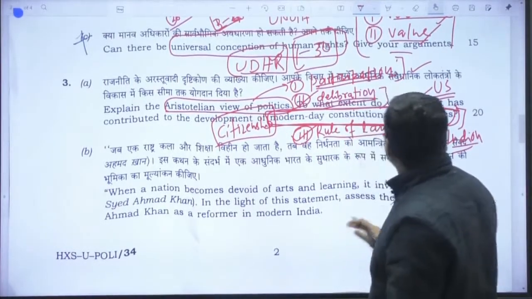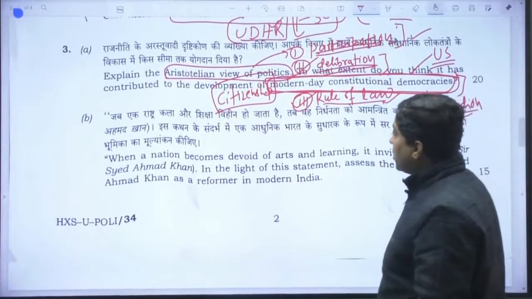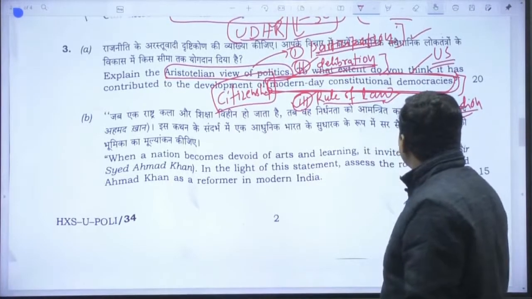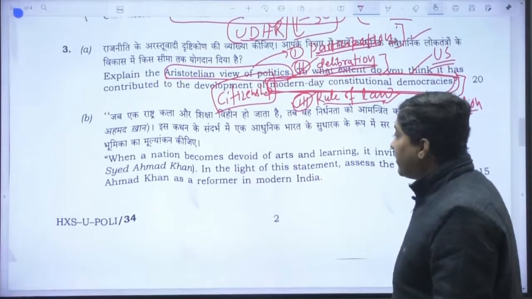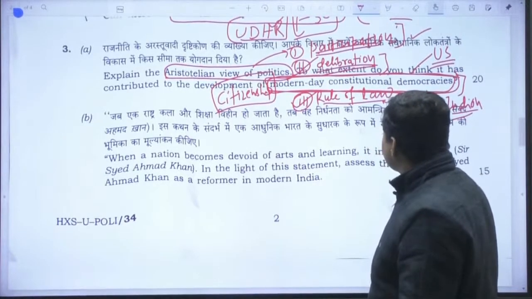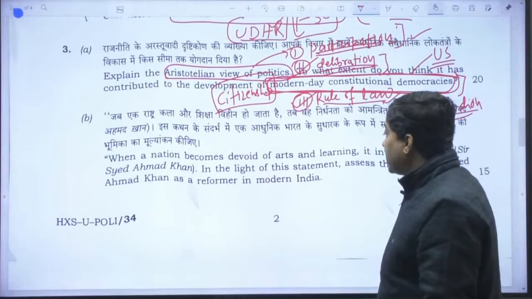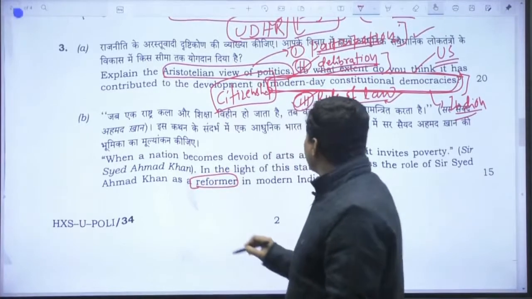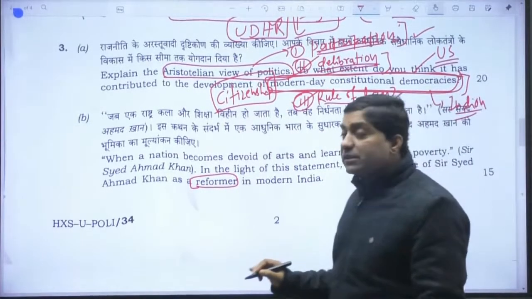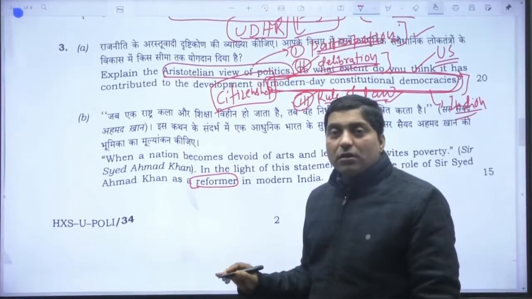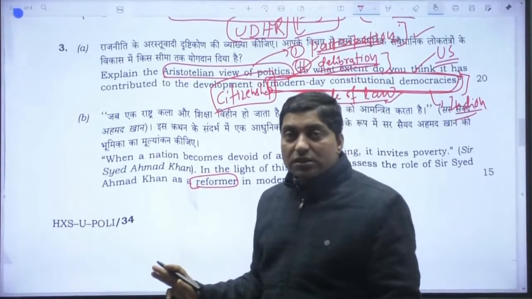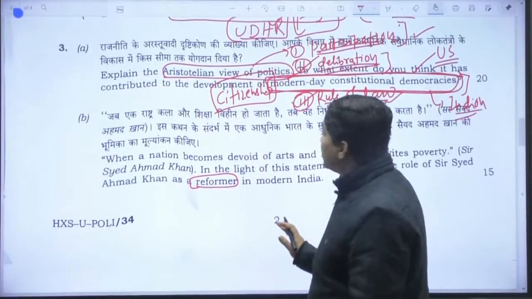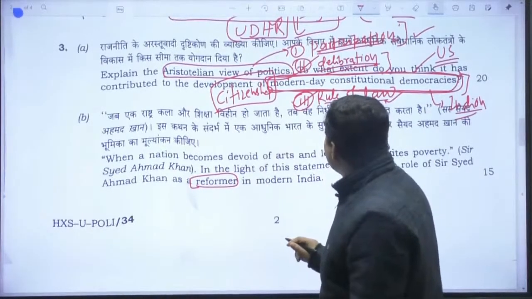Now the 3B, the next question, goes like this: when a nation becomes devoid of arts and learning, it invites poverty. Sir Syed Ahmad Khan. In the light of this statement, assess the role of Sir Syed Ahmad Khan as a reformer, right? It is just asking how he was a reformer. If you look at Sir Syed Ahmad Khan, he was a leader, an educationist, a leader of enlightenment, a social reformer, right?